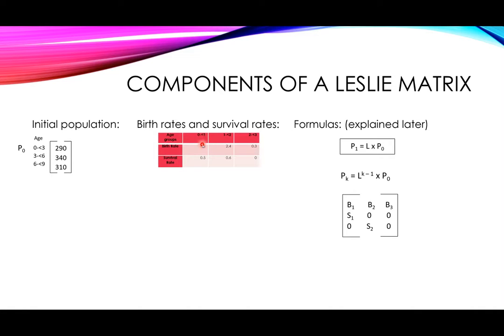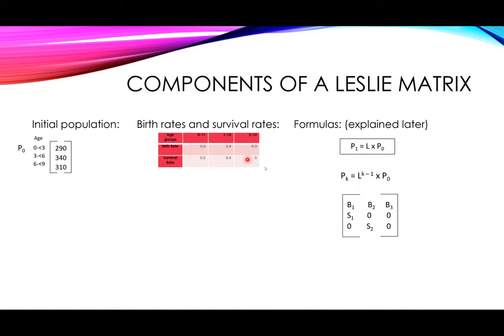This is just another example. So we can see our birth rate for 0 to less than 1 year olds and our survival rate, and the same with the other age groups. And then we have our formulas here. These are our two formulas. This one is used for a 1-year matrix, and this will be used for a multiple year matrix. And this right here is our Leslie matrix that we will put our data into.